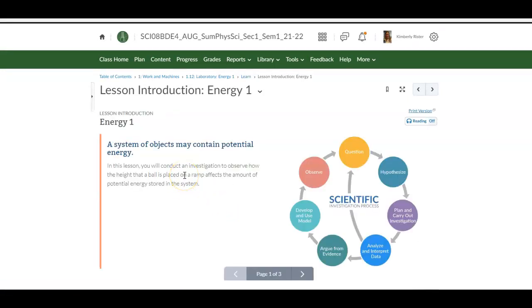So we're talking about a system of objects may contain potential energy. So in this lesson, we will conduct an investigation to observe how the height that a ball is placed on a ramp affects the amount of potential energy stored in a system.